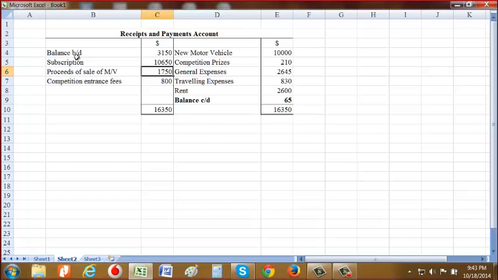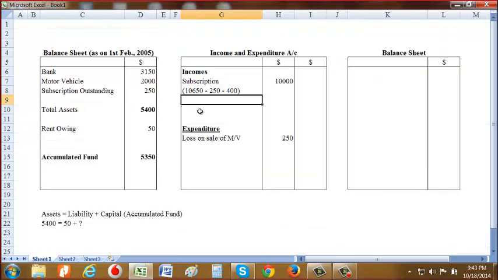Okay? Then see, subscription I have taken. The profit on sale I will not take, but the loss or profit on sale of a motor vehicle I will take. Then competition entrance fees. Competition entrance fees is a revenue receipt because every year we conduct competitions. So that is a revenue receipt. So this is income, 800. So this I will take here.